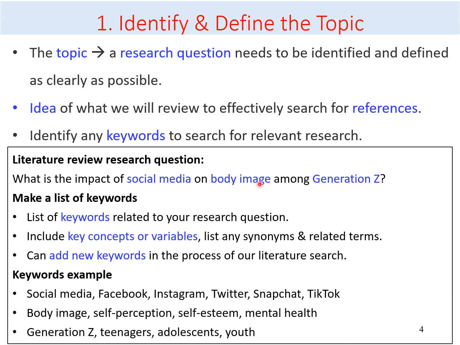Body image is another keyword, and self-perception, self-esteem, and mental health are synonymous or related terms to body image, and they can be used as keywords to search. And another keyword is Generation Z. Teenagers, adolescents, and youth are related terms to Generation Z, so they can be used as keywords to search related research.